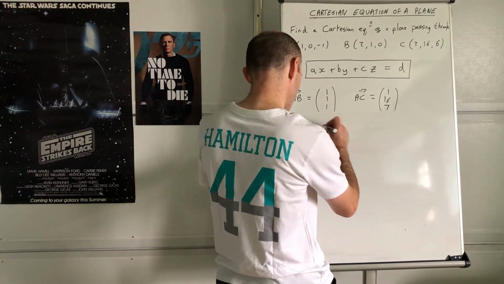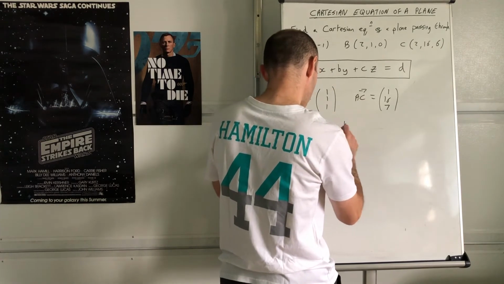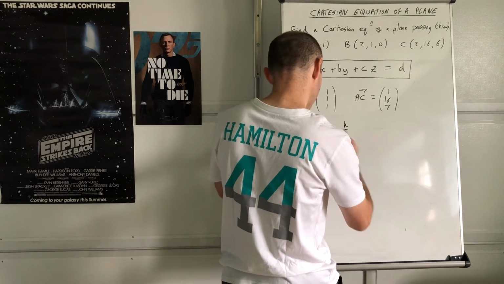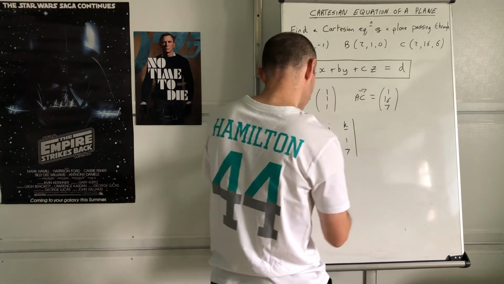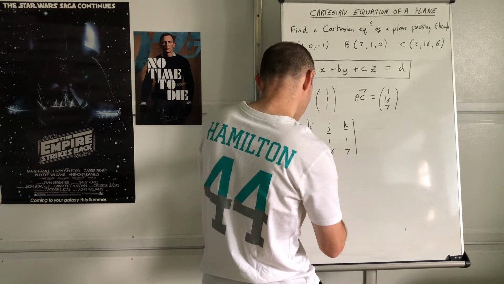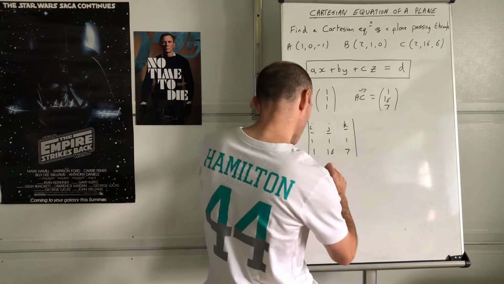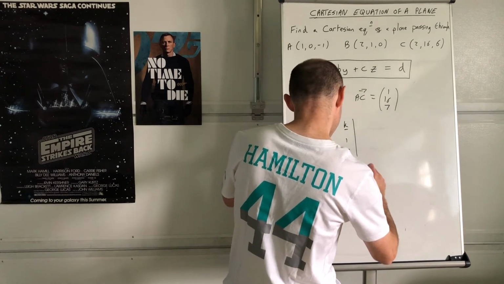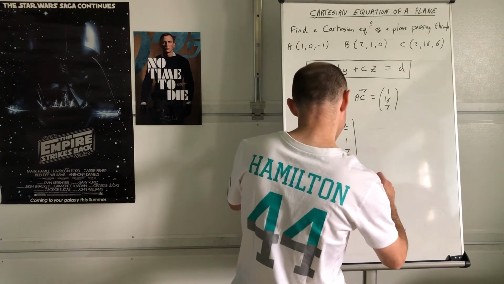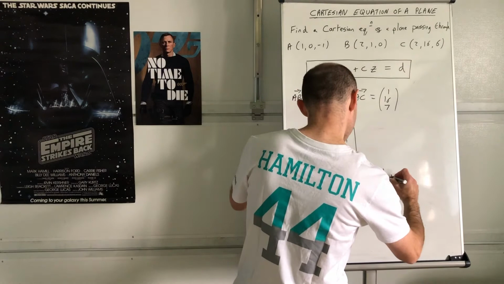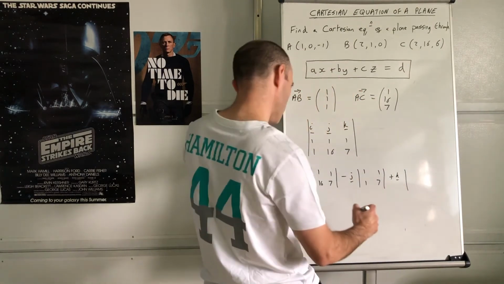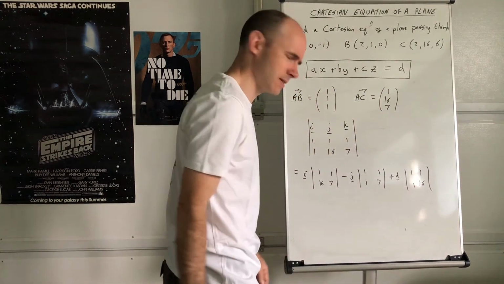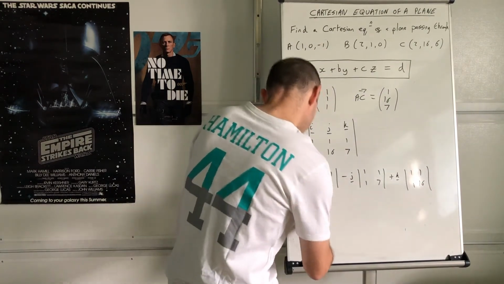So get the determinant out. I, J, K, 1, 1, 1, 1, 16, 7. And then the determinant of that is equal to I times the determinant of 1, 1, 16, 7, minus J times the determinant of 1, 1, 1, 7, plus K times the determinant of 1, 1, 1, 16. There are a lot of ones in there, aren't there? Let's work it out.